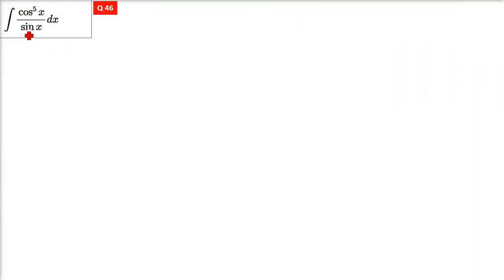Now in this question, we have sine and cos. So cos can give you sine, sine can give you cos. But if you take cos x as say t, you will get sine x, that is in the denominator. So that's a problem. But if you take sine x, you'll get a cos x, but there is cos raised 5x. So one cos x can be managed. What about the other cos raised 4x? So we'll do some separation here. We will write this as cos raised 4x into cos x.